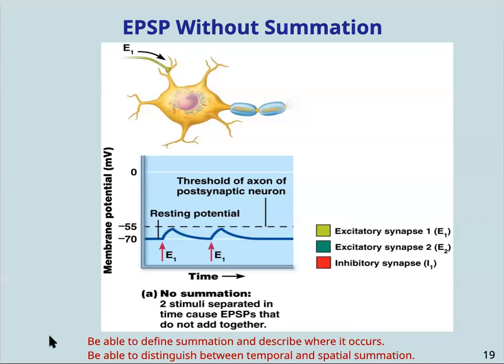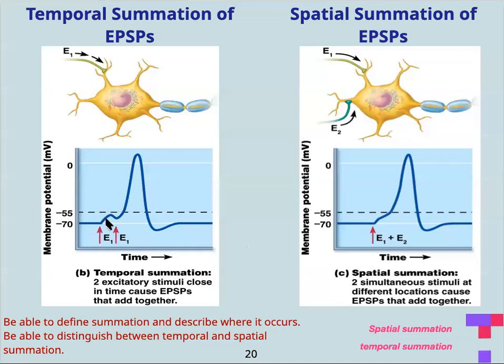Okay, so there are two types of summation: temporal and spatial. So first, here's an example of EPSPs without summation. Here in this image, you see that there are two stimuli that are separated in time. They're so separated in time that they do not add together. So now if you space these two stimuli closer together in time, it will cause the two stimuli to be summated together and help the axon reach the threshold needed to fire the action potential.